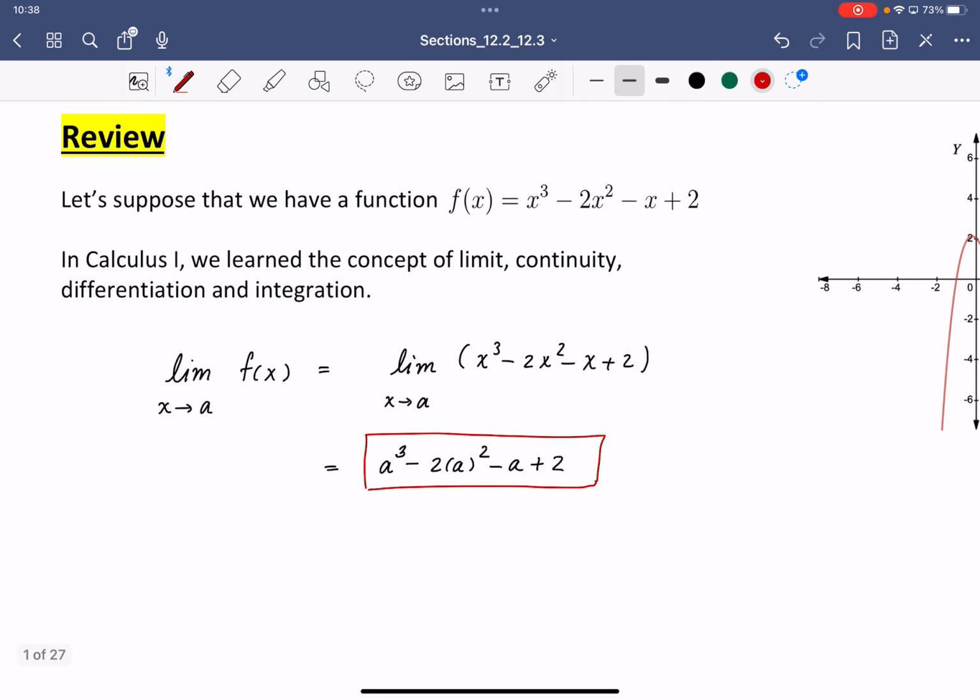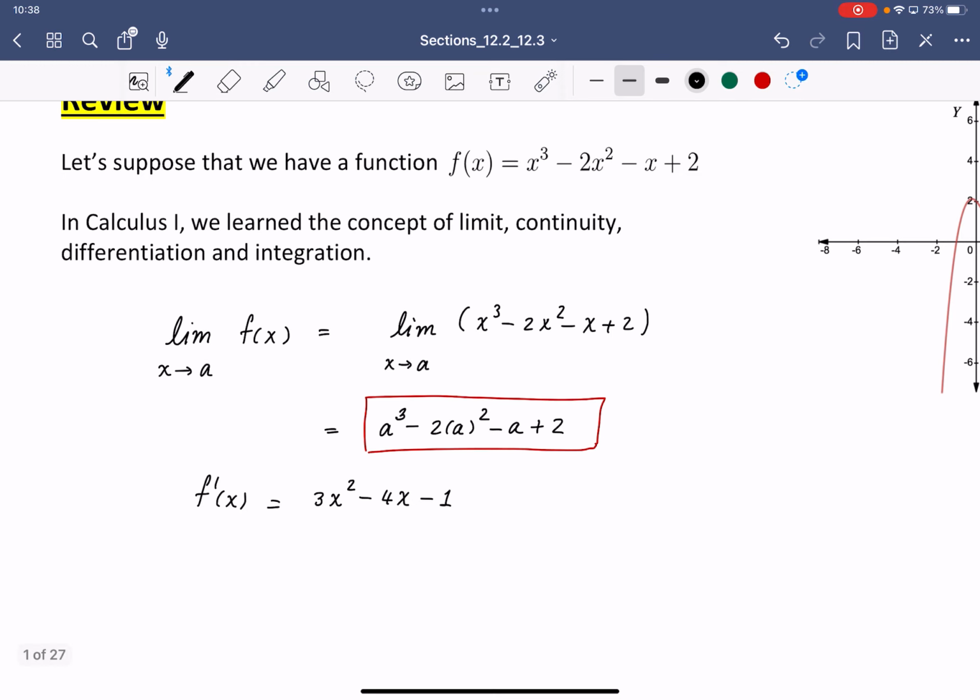You also learned how to differentiate. So f prime of x, this is how you differentiate. You differentiate and then you get 3x squared minus 4x minus 1. This is how you differentiate.